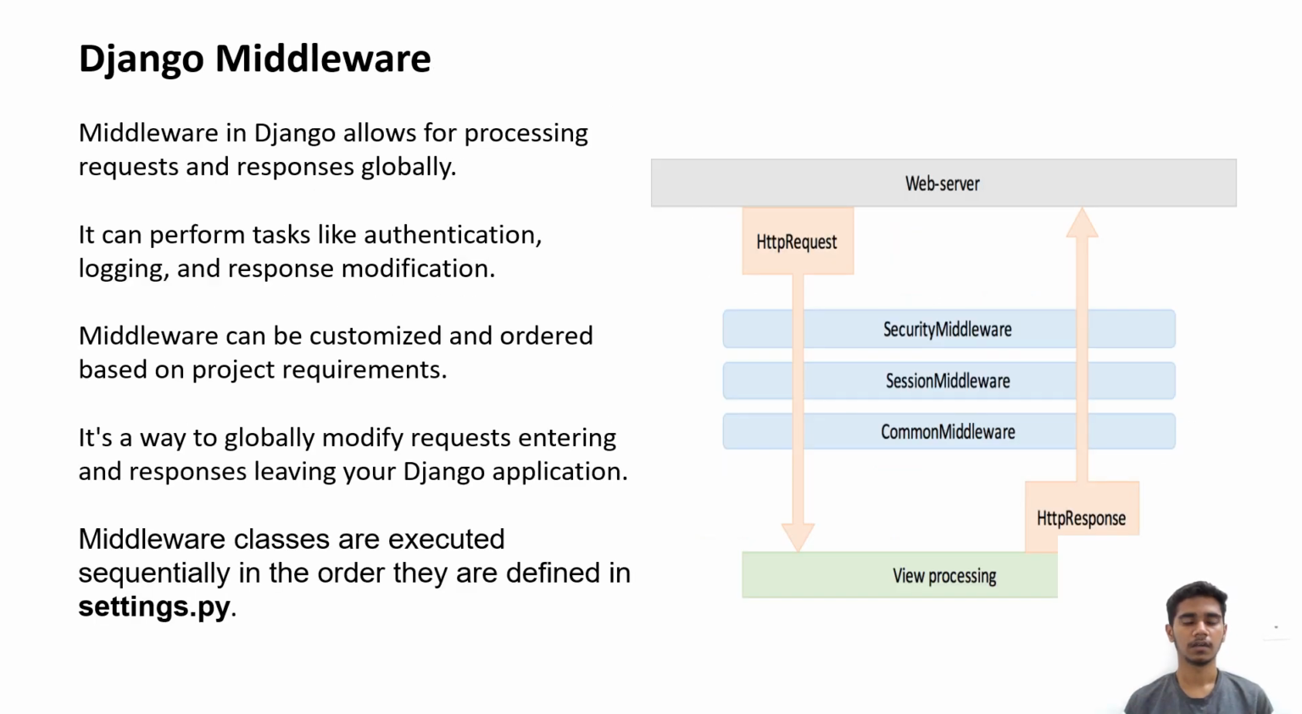Django middleware. Middleware in Django allows for processing requests and responses globally. It can perform tasks like authentication, logging, and response modification. Middleware can be customized and ordered based on project requirements. It is a way to globally modify requests entering and responses leaving your Django application. Middleware classes are executed sequentially in the order they are defined in settings.py.